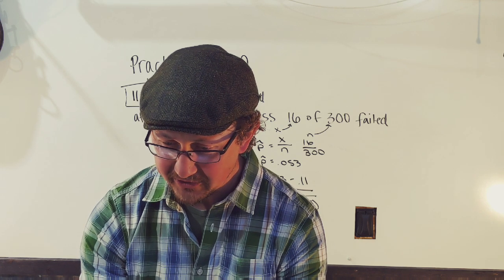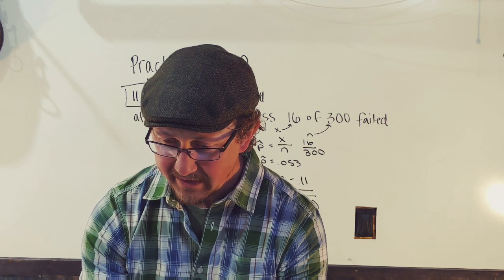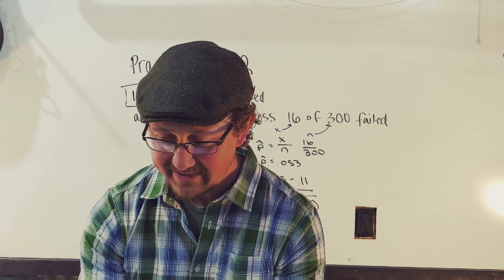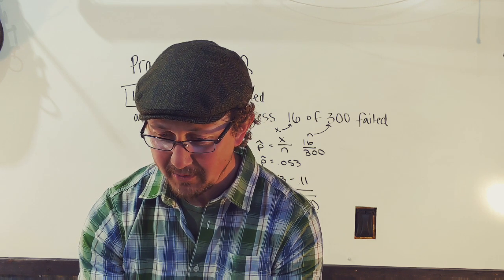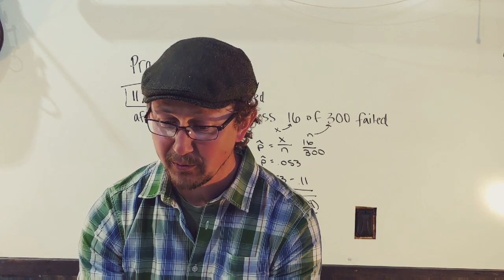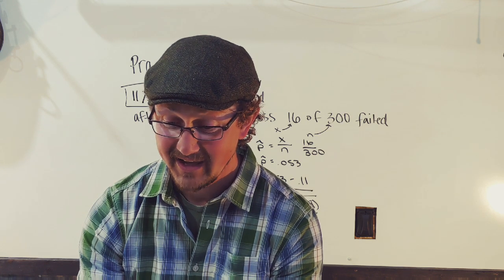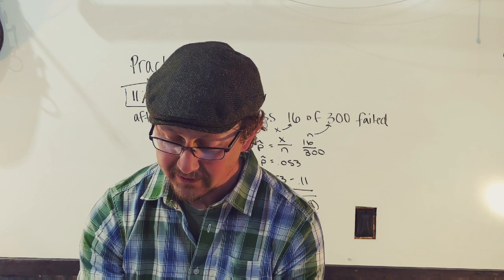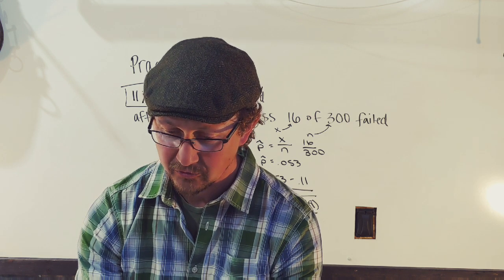My null hypothesis of 0.11, my number of successes of 16, my sample size of 300, and then my alternative hypothesis was that my new proportion is less than my old proportion. So it's that middle guy right there. Go down to calculate.